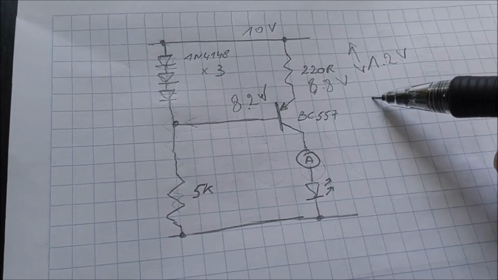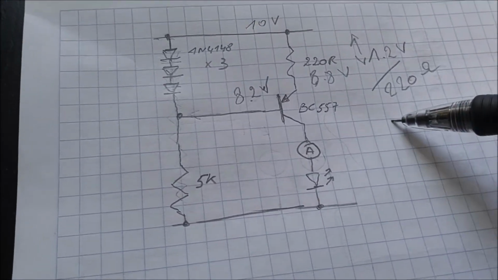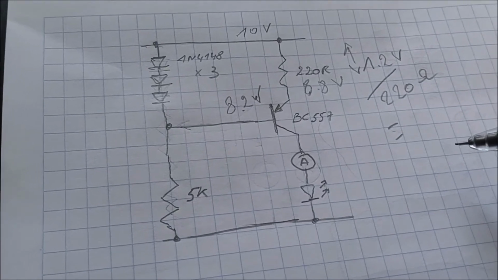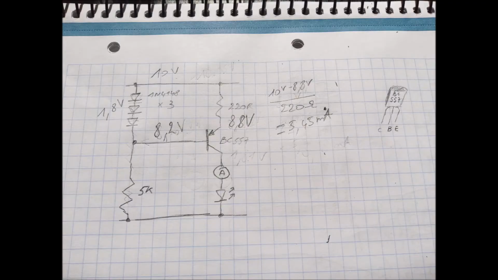And 1.2 volts divided by 220 ohm is, now the film is going to break because I'm going to calculate this. And that turns out to be 5.45 milliamps. And if we know that 5.45 milliamps is running through this resistor, and we know that the emitter current is almost the same as the collector current, we know that there is 5.45 milliamps going through the collector. And that's the current that we want to control.